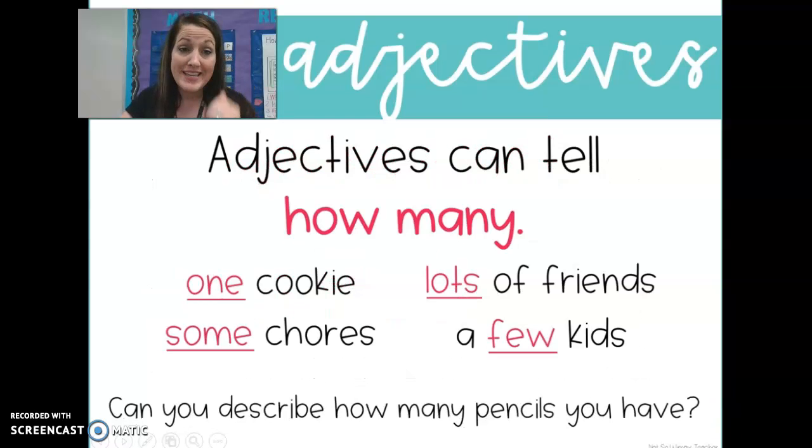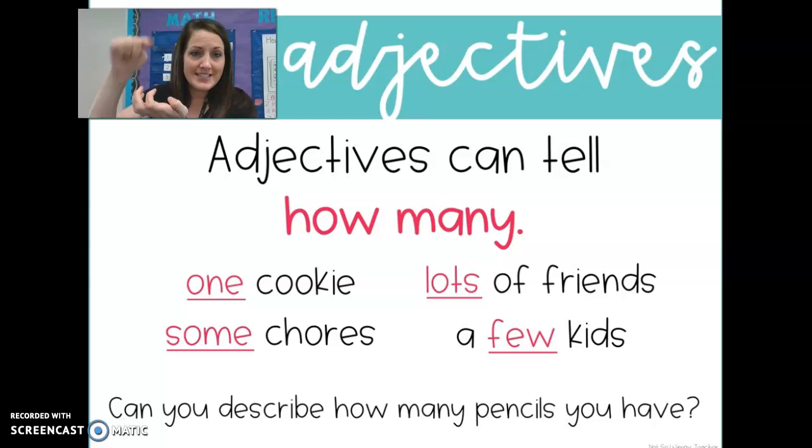Adjectives can tell you how many. So if our noun is cookie, that's a thing. How many cookies? 1 cookie. 1 is an adjective. 10 cookies. 10 is an adjective. I've got to go do some chores. Chores are things that I have to do around the house. How many do you have to do? Some. Some is how many. So some is an adjective.